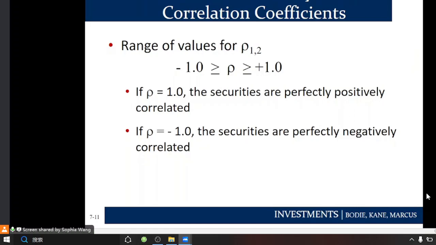Sometimes maybe they are in the same field, like Apple and IBM, they're in the same computer field. So maybe rho is 1. If the stock of one company increases, maybe other related companies will also increase, maybe in the same percentage. In that case, rho equals 1.